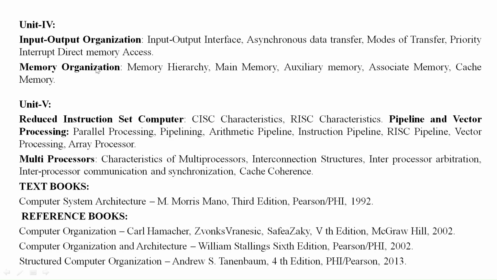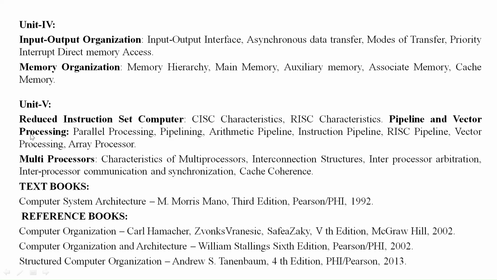Next, coming to memory organization, where you are going to learn about memory hierarchy of different types of memories, and you're going to learn in detail about different types of memories present in a system like main memory, auxiliary memory, associative memory, and cache memory.